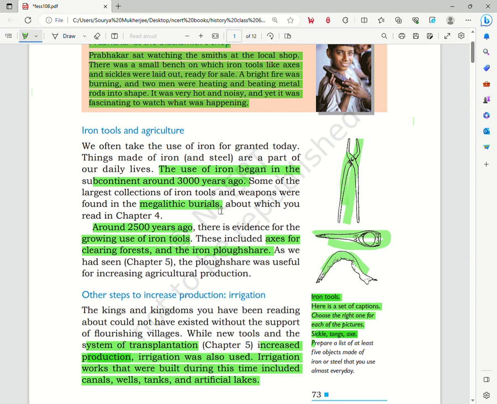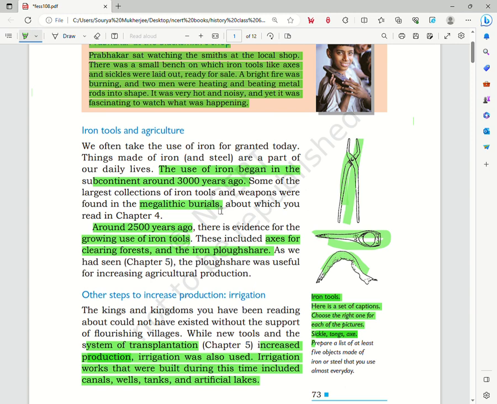Megalithic burials, as we have read in the previous chapter, were pit burials that were marked by large stone boulders. These boulders were kept on top of the burial site, and these were known as megaliths. So these kinds of burials were called megalithic burials, and from these burials a large amount of iron tools that was used during those times have been recovered.